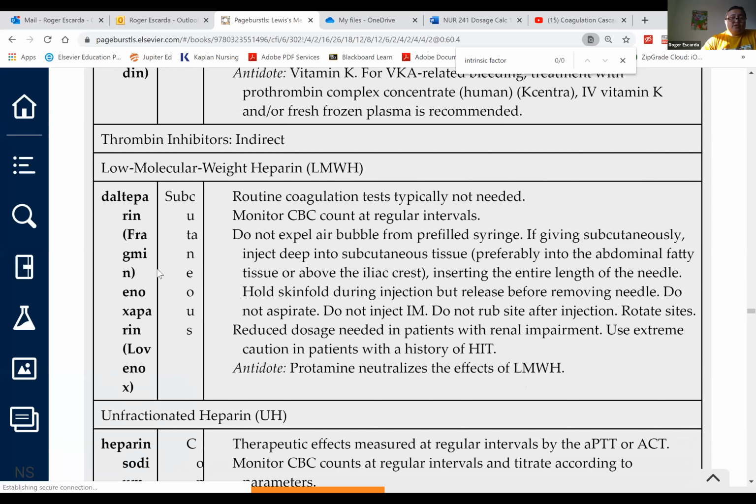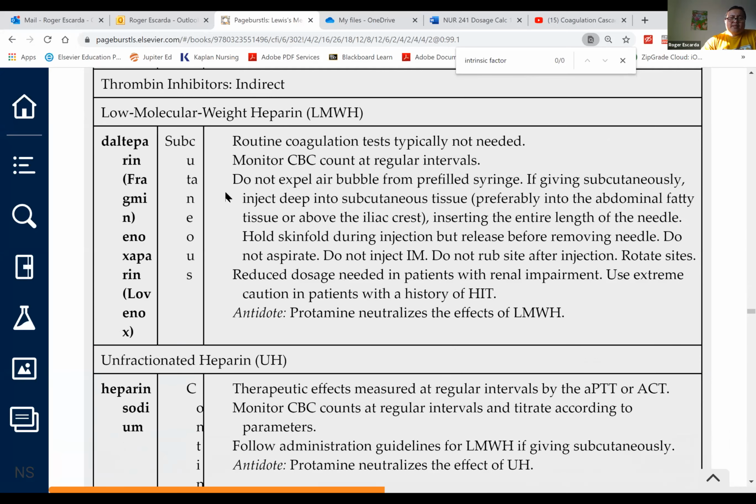Who has given Lovenox? I think I mentioned this in Skills Lab. Remember I said, where do you administer it? And there's a bubble inside the pre-filled syringe. What do we do with that air bubble?